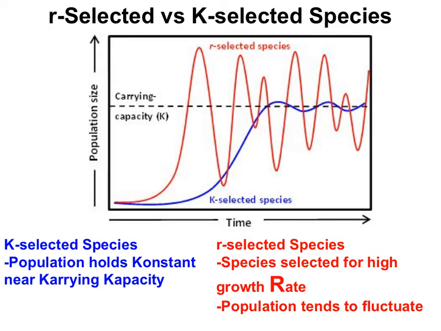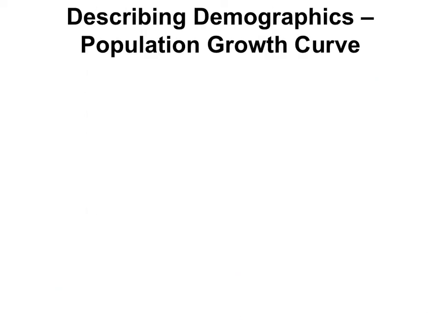K-selected and R-selected species also have characteristic population growth curves. As seen here, K-selected species tend to have relatively steady populations that stay pretty constant around the carrying capacity. On the other hand, R-selected species have population growth curves that can fluctuate wildly in what's called a boom and bust curve. And that leads us nicely into our last demographic statistic, population growth curves.